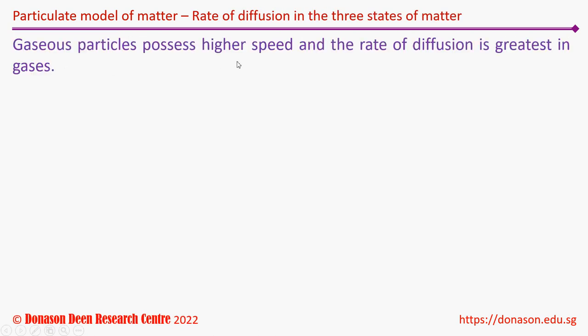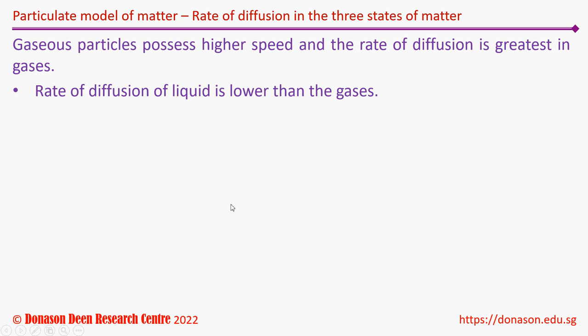Gaseous particles possess higher speed and the rate of diffusion is greatest in gases. So of course, if we were to compare solids, liquids and gases, the three states of matter, gases are going to move at the highest rate. They are going to move the fastest.